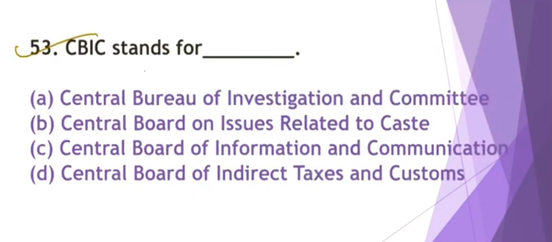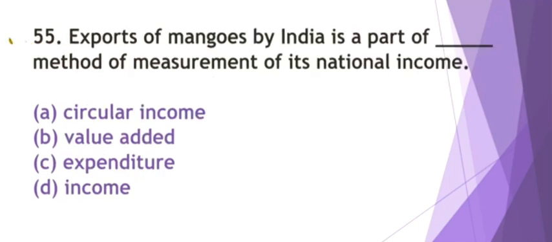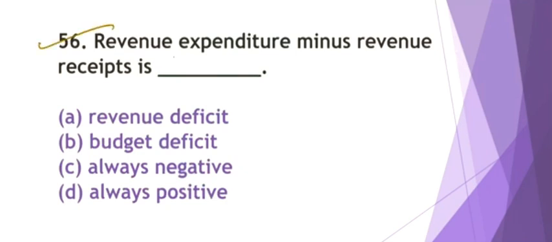53. CBIC stand for? Option number D, Central Board of Indirect Taxes and Customs. 54. Which country first introduced zero-based budgeting? Option number C, the US. 55. Exports of mangoes by India is a part of dash method of measurement of its national income. Option number C, expenditure method. 56. Revenue expenditure minus revenue receipt is known as option number A, revenue deficit.